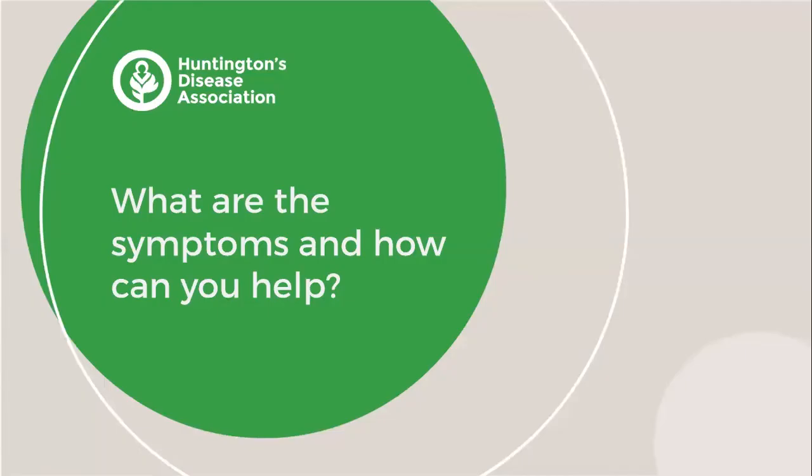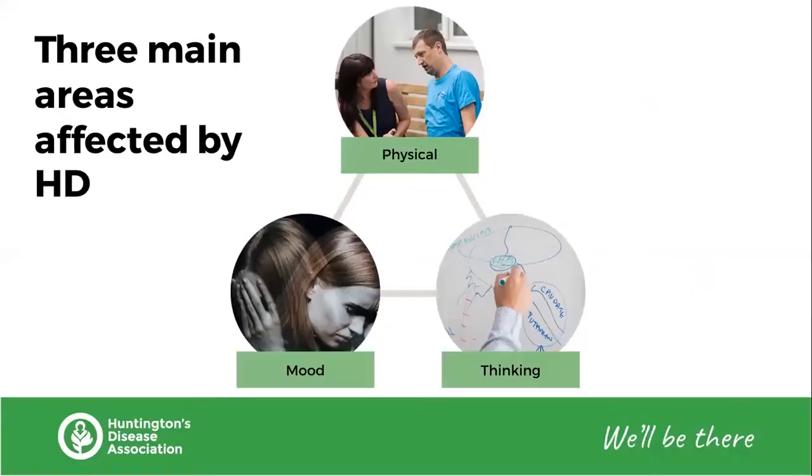So what are the symptoms and how can you help? So when we talk about symptoms, we talk about 3 main areas, and we group these because it makes it easier to talk about the symptoms in this way. So we talk about physical symptoms, we talk about thinking symptoms, and we talk about mood symptoms. And these very much interact with each other. You might hear them called slightly different names as well. So thinking symptoms might sometimes be known as cognitive symptoms, for example, but they tend to be grouped into these 3 categories.